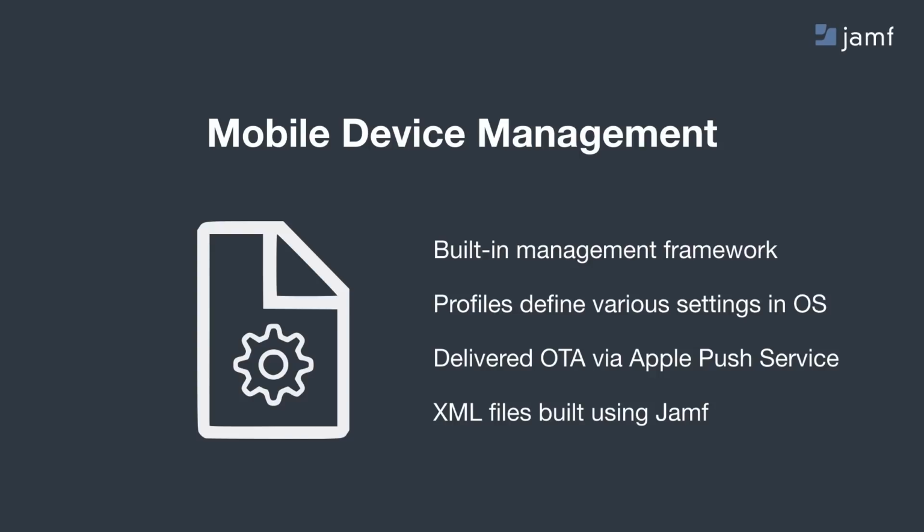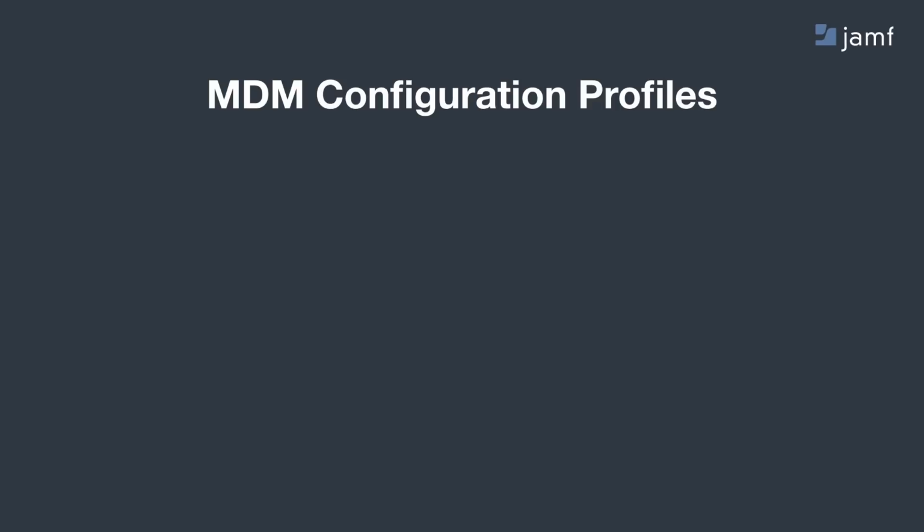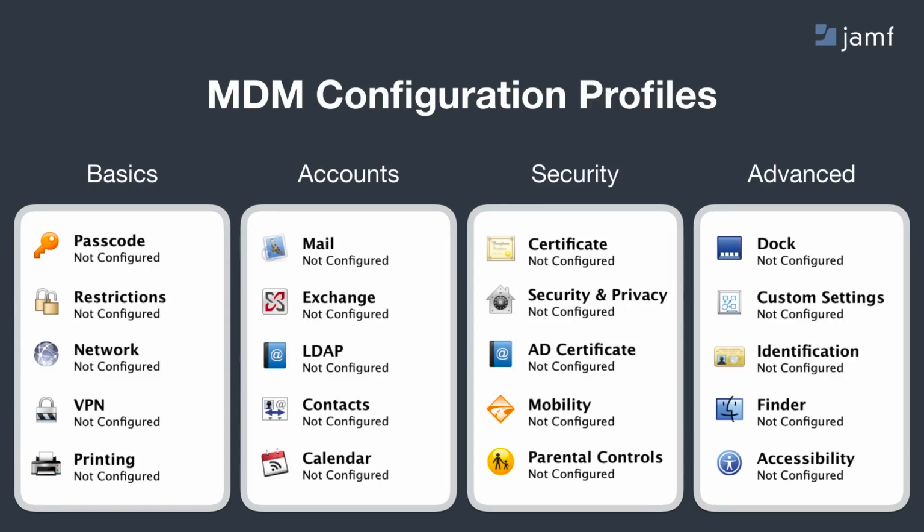We deliver those profiles all over the air using Apple's push notification service. And these are just little XML files that we build using Jamf. And we can do a lot of different configurations here, right? We can apply various restrictions and network settings and accounts like their Office 365 account, so it works with their built-in mail app. And we can lay down certificates and privacy settings and dock behavior and Finder settings. All of these can be scoped to the appropriate users and groups that are defined within your JumpCloud instance. So all of marketing has various restrictions and finance has different restrictions.